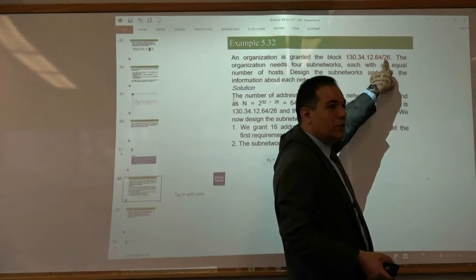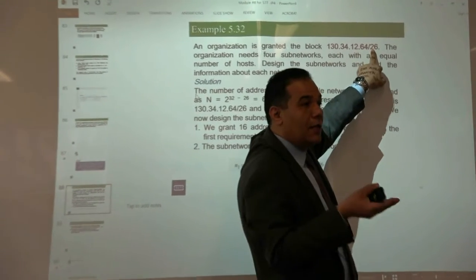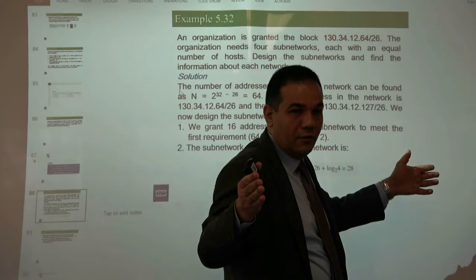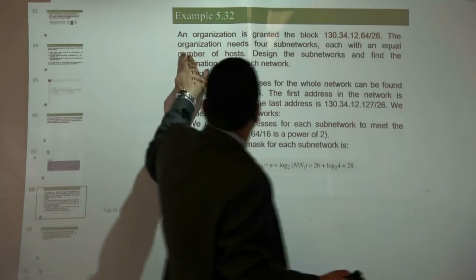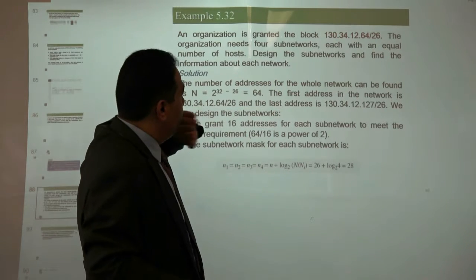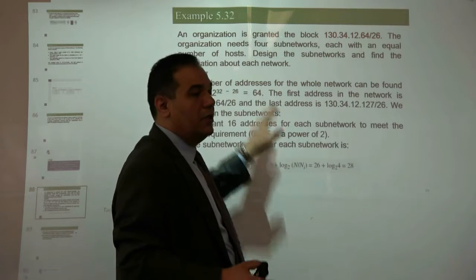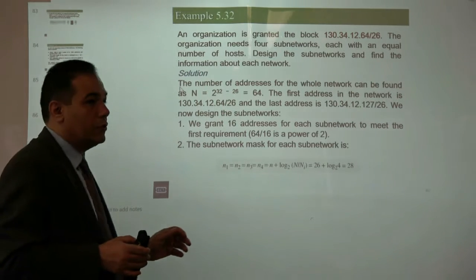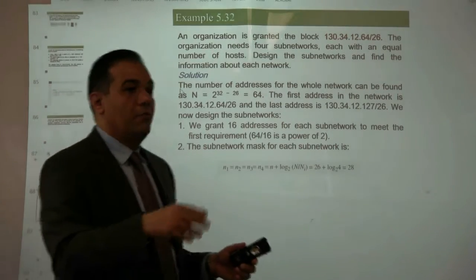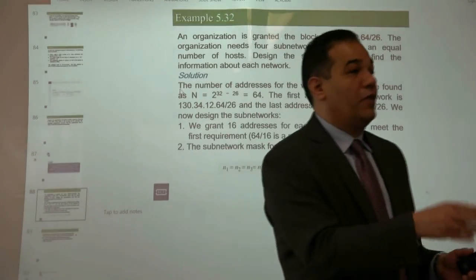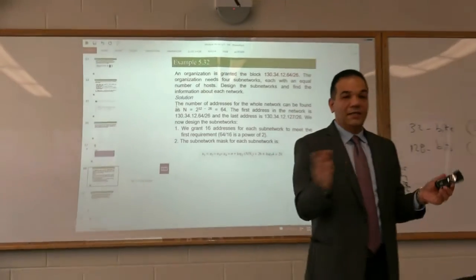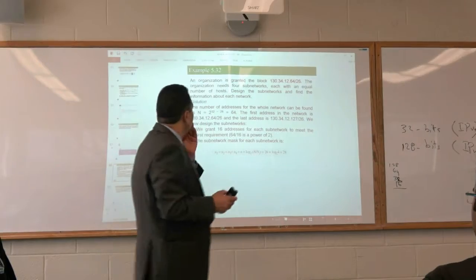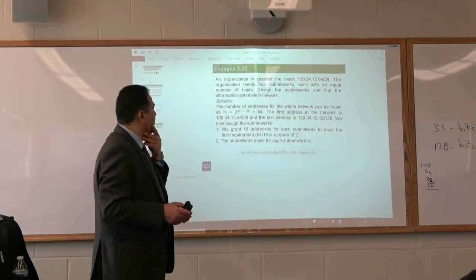So from /26 you could calculate the subnet mask. You could calculate the first address, you could calculate the last address, and you could calculate the size of the block you are given, right? The organization needs 4 subnetworks, each with an equal number of hosts. So we don't need one network, we need 4. And all of them have the same number of hosts, for example, 4 subnetworks of 32 IPs, or 8 IPs, or 64 IPs, or 30 IPs, whatever it is, right? Design the subnetwork and find a solution.